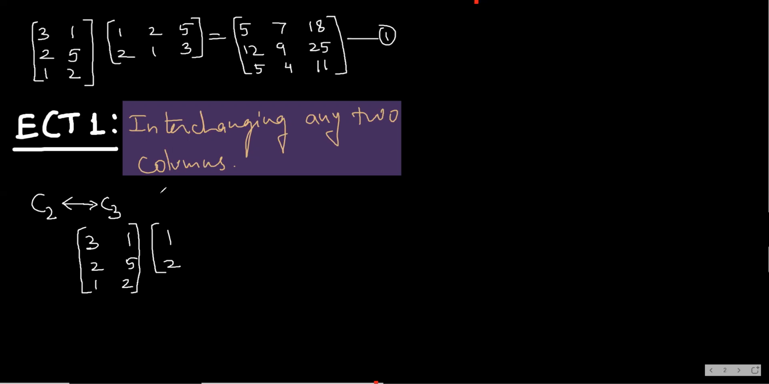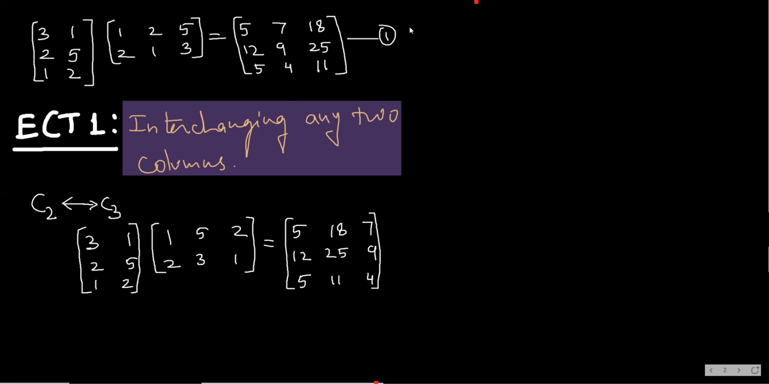So C1 is as it is. Now here they will change. So when they change, what do I get? I get here 5, 3 and 2, 1. On the RHS, students, I will apply the same transformation. So 5, 12, 5, and 18, 25, 11. C2 and C3 are interchanging: 7, 9 and 4. Okay, C2 interchange with C3. This is your ECT1.